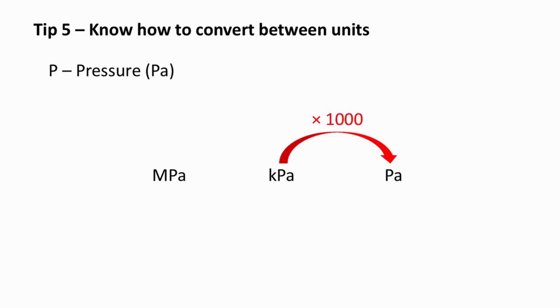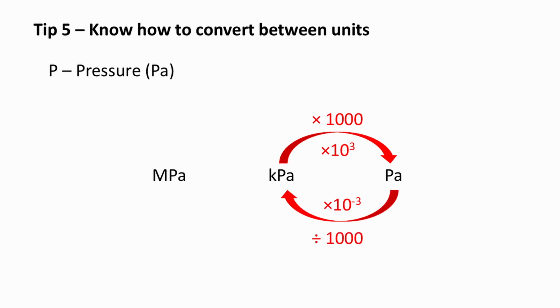Tip number 5, you have to know how to convert between units. Let's get started with pressure. There are 1000 pascals in a kilopascal. To convert kilopascals to pascals, multiply by 1000. An easy way to do this on your calculator is to use the exponential function. Multiplying by 1000 is the same as times 10 to the power of 3.